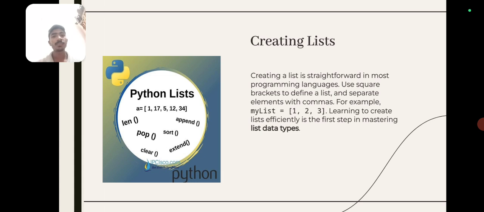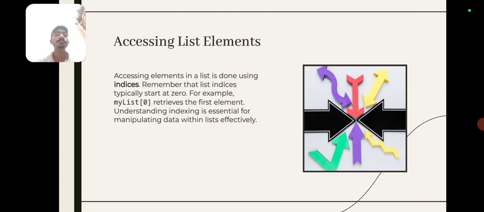And another example for a list is a equals 1, 17, 5, 12, 34. Here a is the list name, it is represented within the square brackets, and the elements are separated with commas.